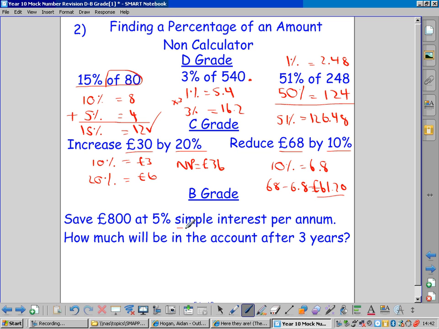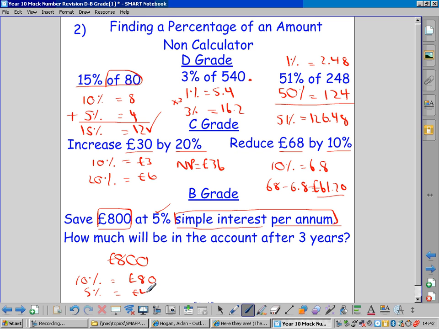Simple interest always comes up. Per annum means per year. You check what you're investing. It's always in savings, simple interest. You start with £800 and the simple interest rate is 5%. So find 5%. First of all, you find 10%. You'd be lucky to get 10% from the bank. That would be £80. Half of that is 5%. It's £40. So in a simple interest account at 5% with £800 starting off, they'll give you £40 a year.